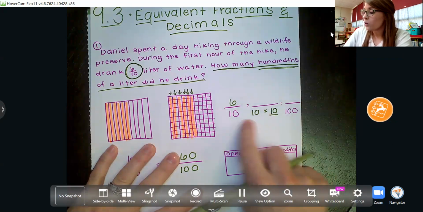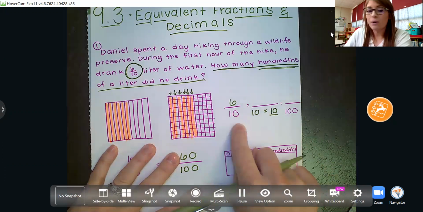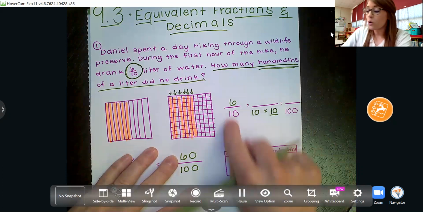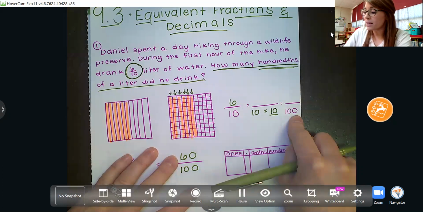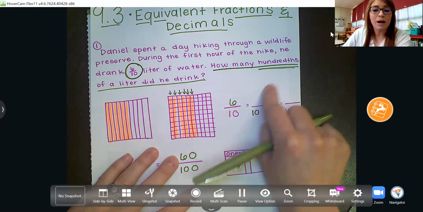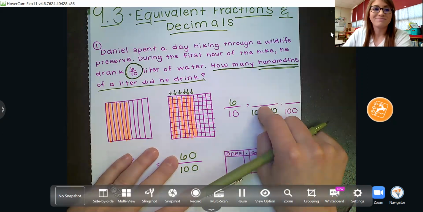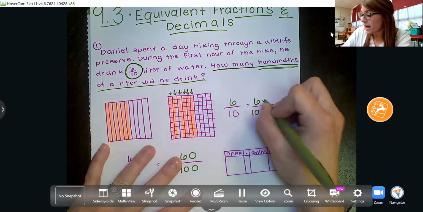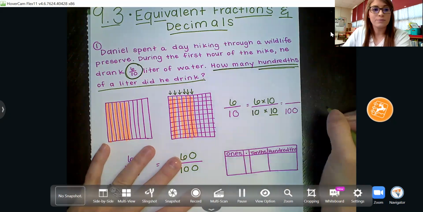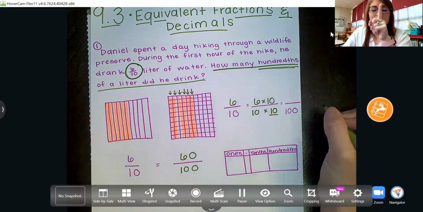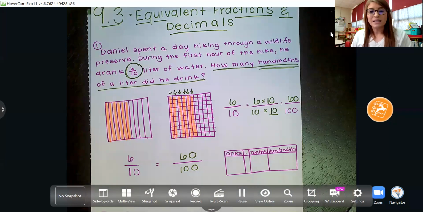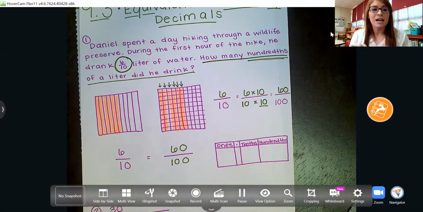All right, so we know that we had to multiply our denominator by 10 to get 100. So if I'm going to multiply my denominator by 10, that means I have to multiply my numerator by, yes, 10. So 6 times 10 equals 10, 20, 30, 40, 50, 60. And that is why 6/10 and 60 hundredths are equivalent.